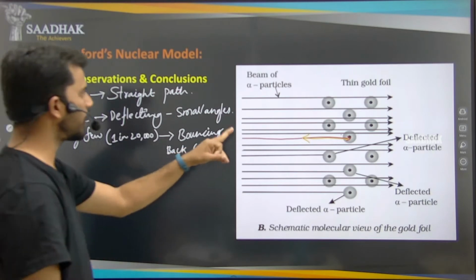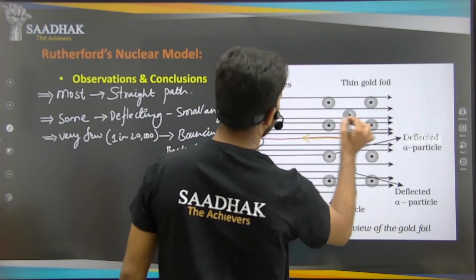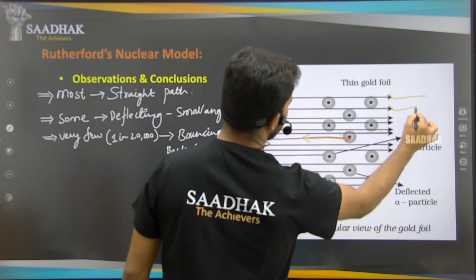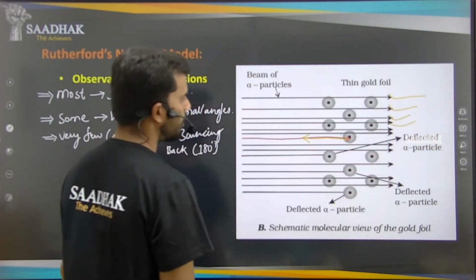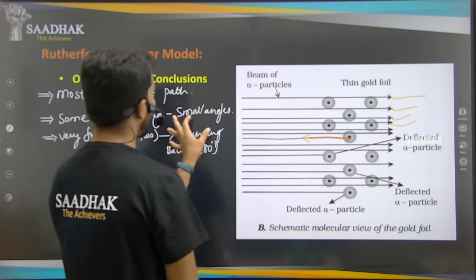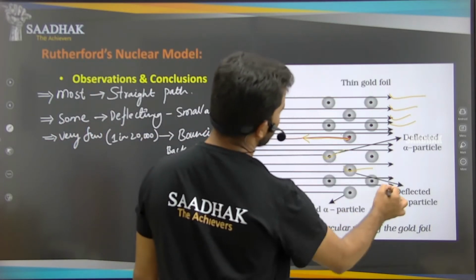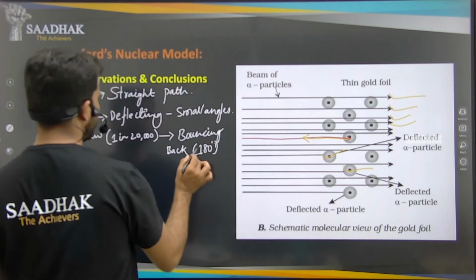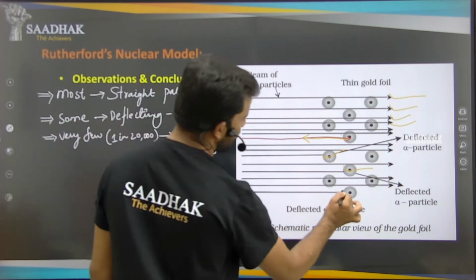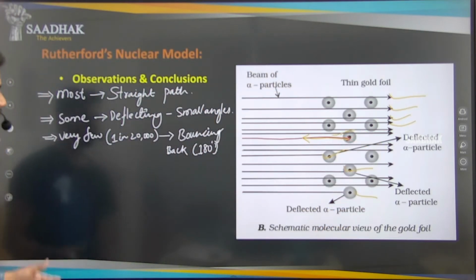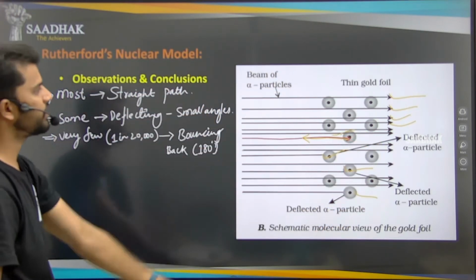So if you can see that in the first case, these are the lines, alpha particles that are moving here, right? These are the alpha particles which are moving in a straight path. In the second case, these are the very small angles that we can take, and for the bouncing back, here also you can take examples. So this is the observation that he made here.